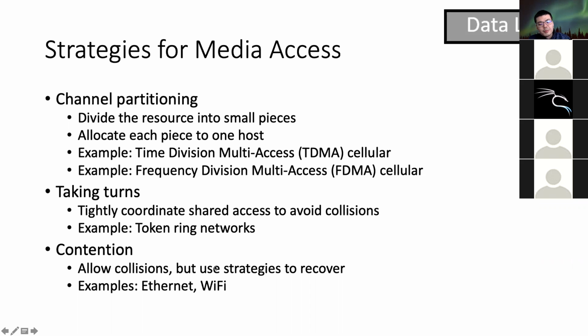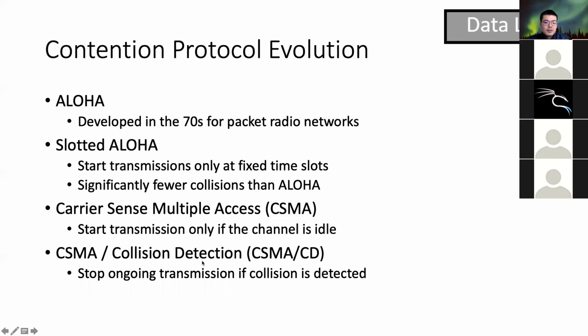But because 2 hosts can send to the same media at the same time, you need a way to recover if there's a conflict. Examples include Ethernet and Wi-Fi. Aloha is more like Wi-Fi, wireless, and Ethernet is more like CSMA, CSMA/CD, and CSMA/CA, and MACA. We will look at those. I think MACA is for wireless. Let's take a look at what they are.